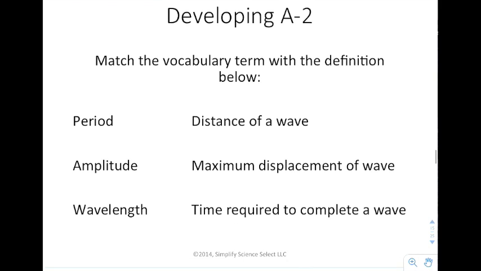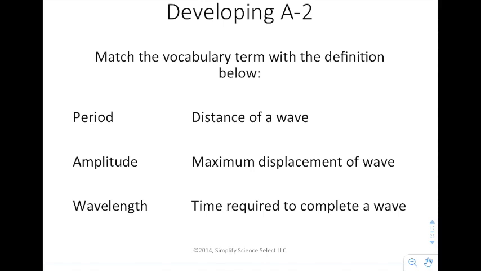Okay, next it says match the vocabulary term with the definition below. It says period. Period is the time required to complete a wave. Amplitude is the maximum displacement of the wave, and the wavelength is the distance of the wave.